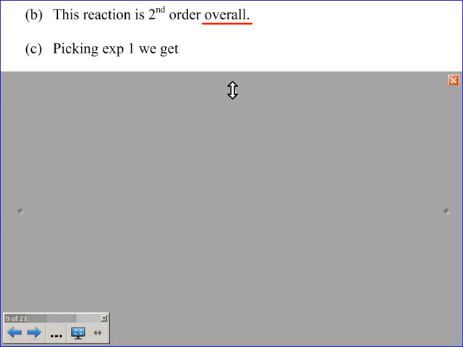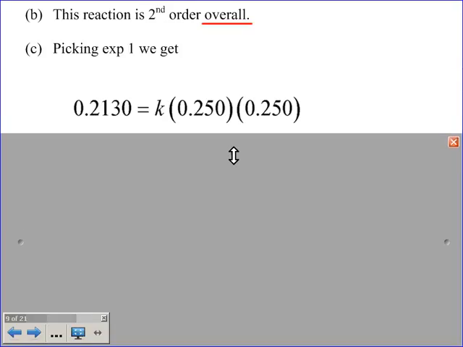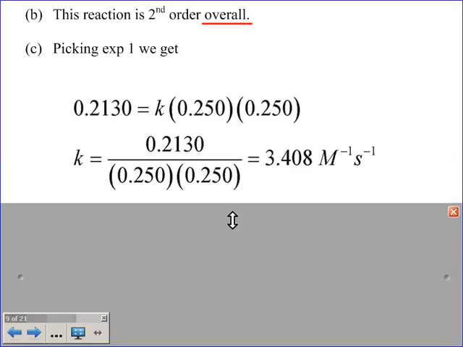C asks us to come up with the value for K. It doesn't ask us to find the average, so we can pick any experiment we want to and calculate K. So I picked experiment number 1, and I substituted in the rate for experiment number 1, and I substituted in the concentrations for the ammonia and the boron trifluoride. So I rearrange it to find K, and I get 3.408 molarity to the -1 seconds to the -1. All right.